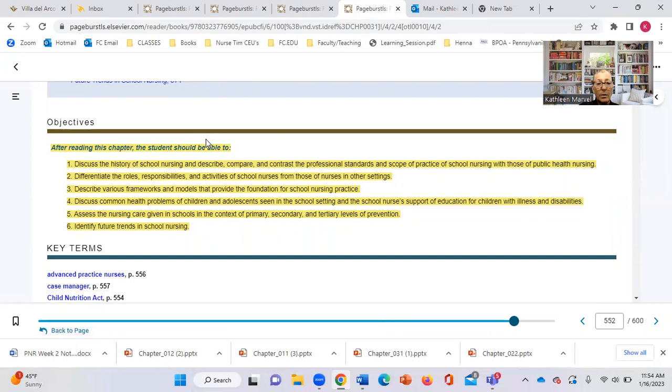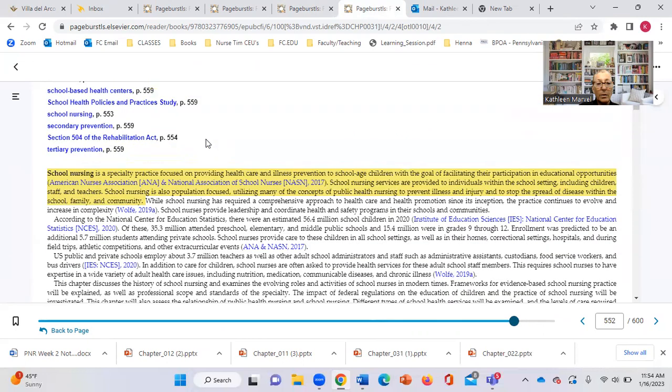I've reviewed all the objectives for the chapter, and then went through the chapter and tried to pinpoint the important areas. We know that school nursing is a specialty in which we're trying to provide health care and illness prevention to the school-age child, right? We participate in education for both the students and the staff.